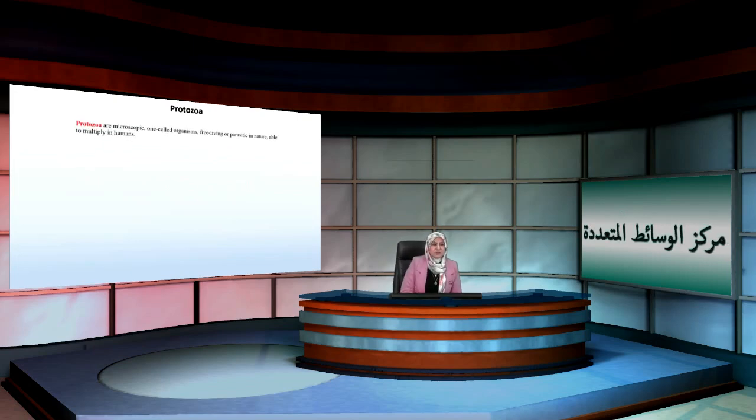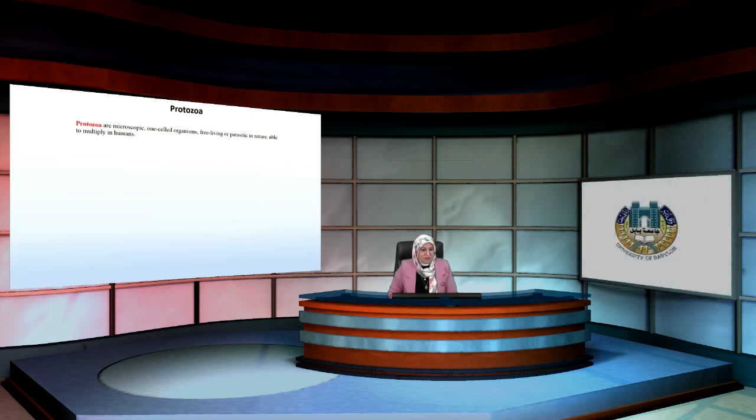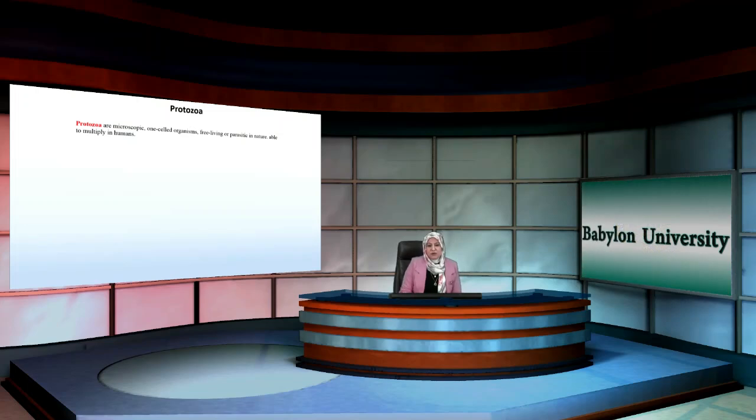بالبداية ناخذ فكرة شنو البروتوزوا. So protozoa are microscopic one-celled organisms, free living or parasitic in nature, able to multiply in a human. يعني أن البروتوزوا هي عبارة عن طفيليات يتكون جسمها من خلية واحدة وتعيش إما حرة بالطبيعة أو تكون متطفلة وتقدر تتضاعف في جسم الإنسان.